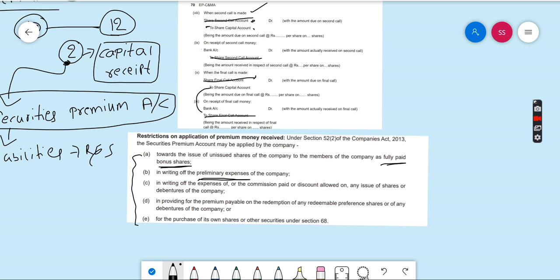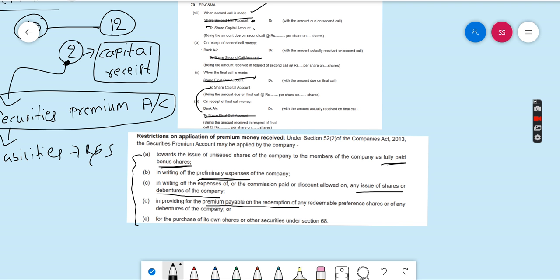To write off the expenses or commission paid or discount allowed on an issue of shares or debentures of the company. While issuing the shares, if you incur any expenses, then also you can use this money to write off that. Right? Now, in providing for the premium payable on redemption of any redeemable preference shares or any debentures of the company, you can use this money for redemption premium, right?